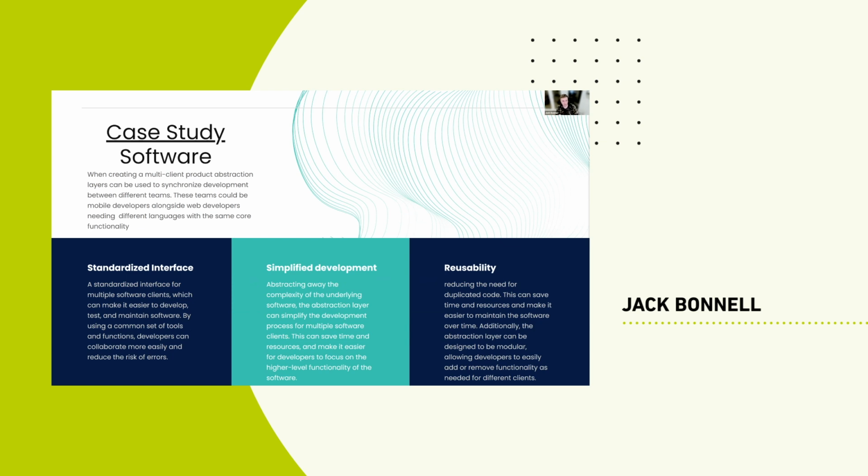With multi-client product abstraction, it's standardizing the interface, simplifying development, and reusability. A lot of what we do is about being able to rapidly work in different languages. For example, if a big customer comes to us and says, we work in Python, we would like to use your library, do you have a Python library? Because of the templating engine that we use on top of our C++ layer, we can abstract that C++ into Python, or anything else really, with minimal kickback from a development point of view.